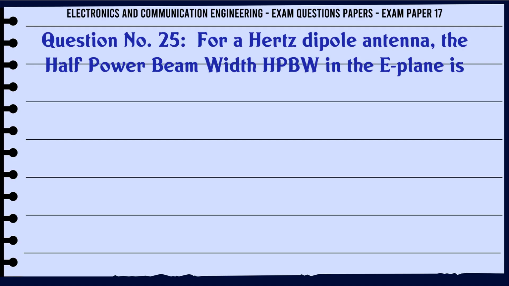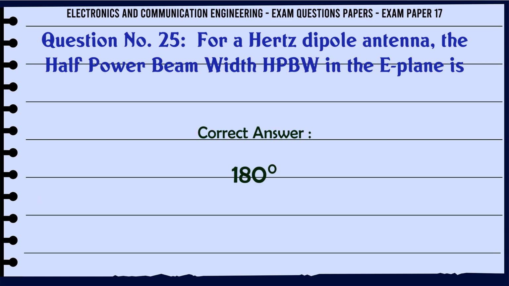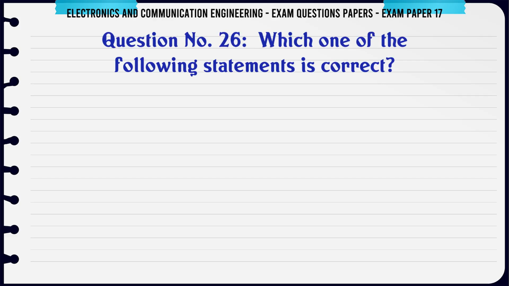For a Hertz dipole antenna, the half power beam width HPBW in the E-plane is A. 360, B. 180, C. 90, D. 45. The correct answer is 180.